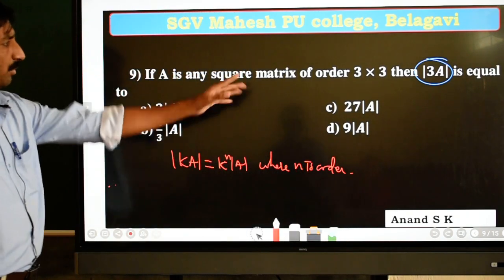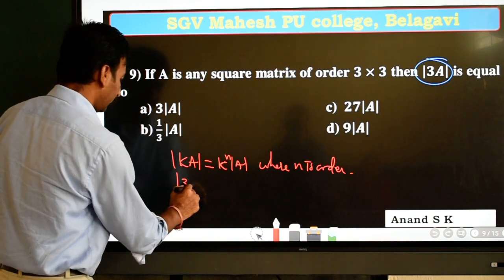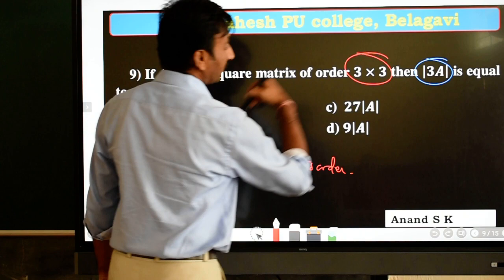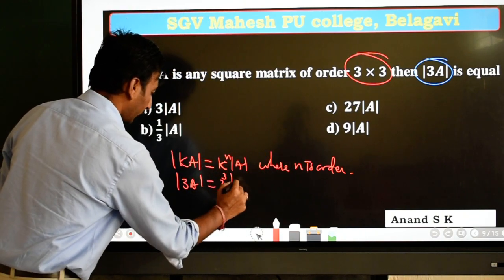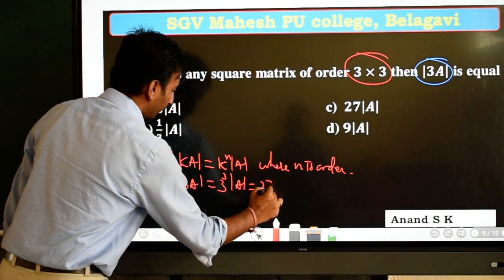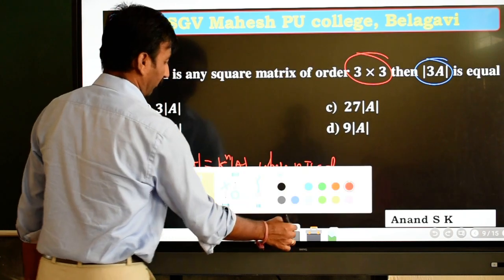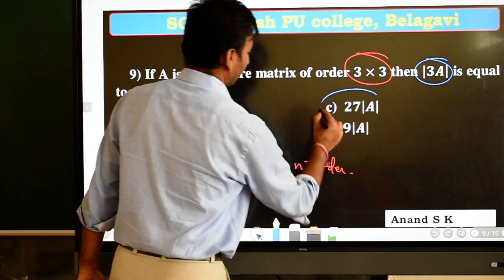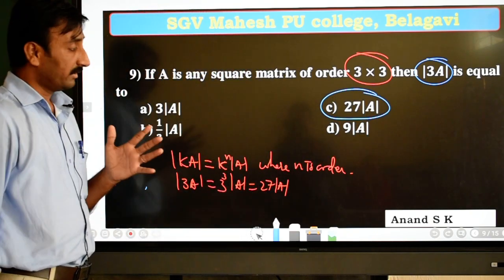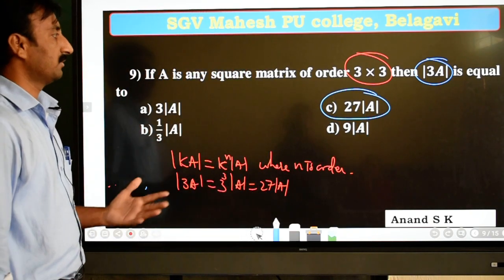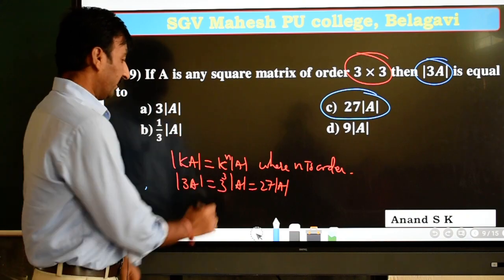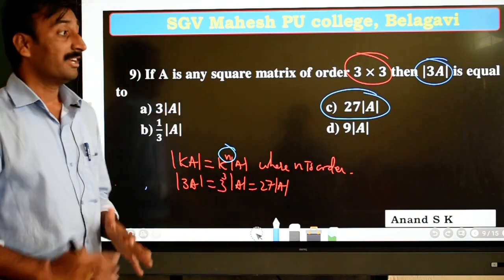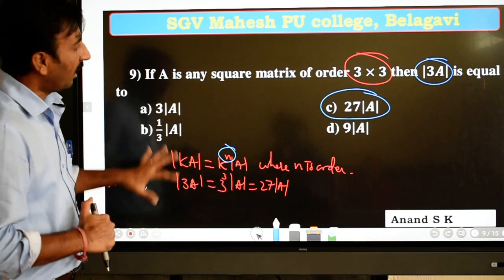So using this property, you can write it as 3 times A is equal to 3 raised to the order, which is given as 3, times determinant of A, which is equal to 27 times determinant of A. So you get the correct answer here, it is C. Yes. So that's why I am telling you that most of the time you should remember the results. Here it is k raised to n, but in the case of the determinant of the adjoint of A, it was n minus 1.